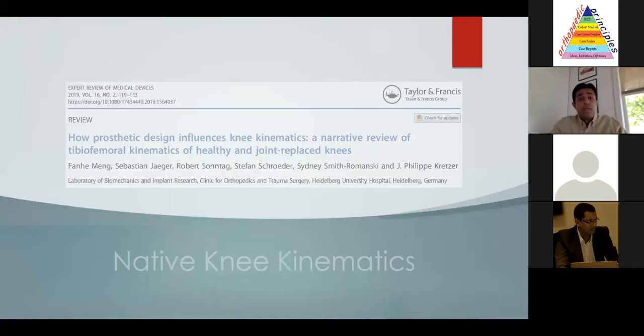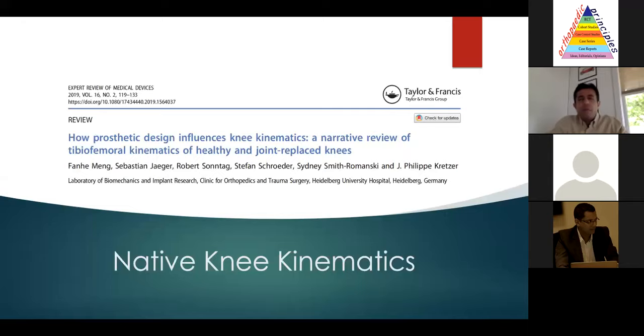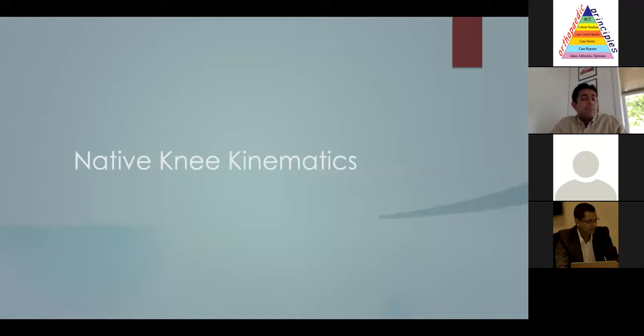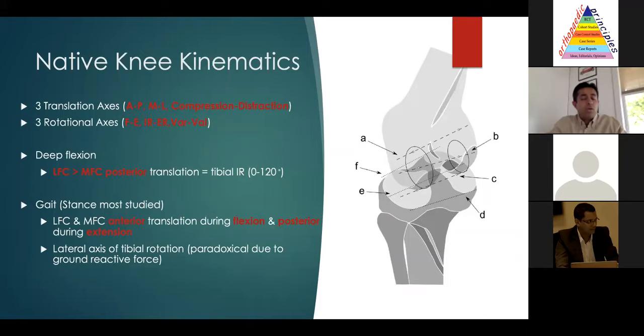So before we delve into the literature, let's first have a primer on what are the native knee kinematics. So how does a native knee, a non-arthritic knee, behave? And I'll show you some of the complexities. So, you know, the hip is very simple. It's a ball and socket, and you really have to adjust the abductor tension to get it right. But a knee is more complex.